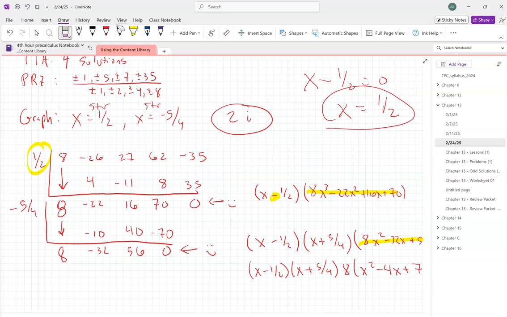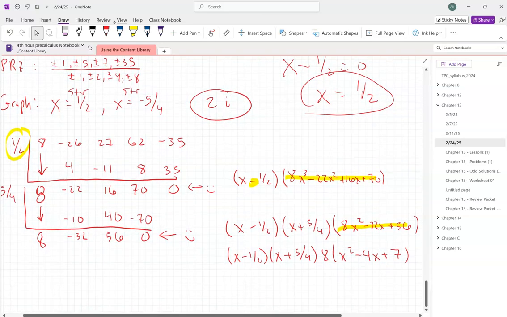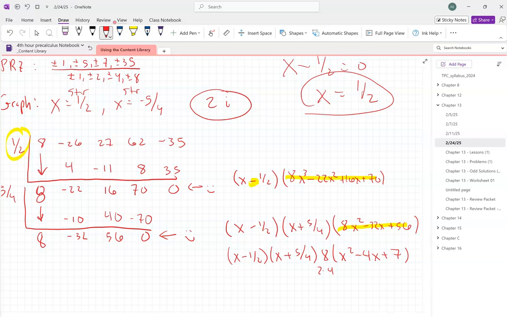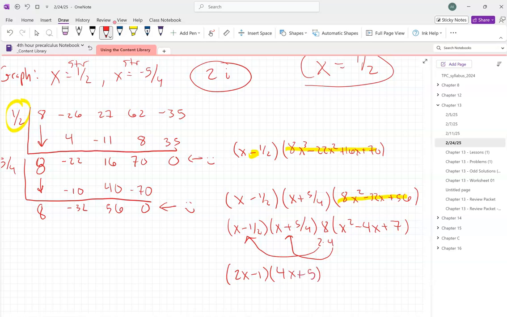All right, so if I wanted to give this in a factored form, this 8 I would probably think about as 2 times 4. I'd multiply the 2 into that parenthesis and the 4 into that parenthesis. And that'll give me things looking pretty.